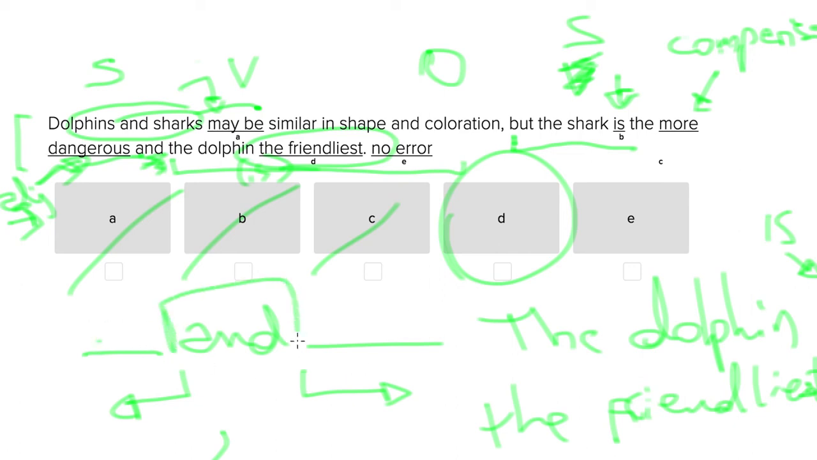Just remember that when you see and, you have to make sure that what follows and could stand on its own as its separate sentence, not necessarily when you have a comma.